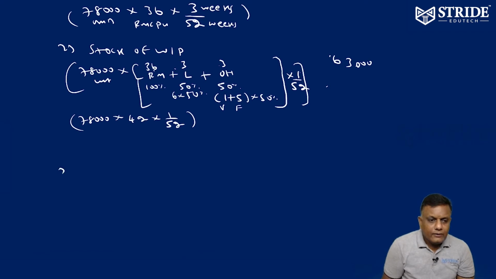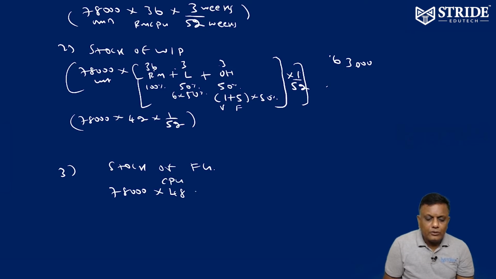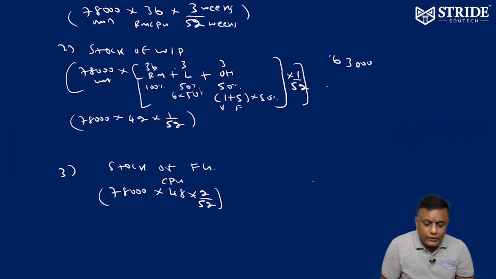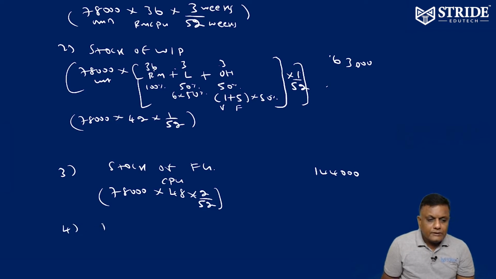Number 3, stock of finished goods. Stock of finished goods is equivalent to 78,000 units into cost of production per unit, 48 rupees, into 2 weeks allowed for finished goods, that is 2 by 52. So 78,000 into 48 rupees cost per unit into 2 by 52. The answer is 1,44,000, stock of finished goods. Number 4, debtor period.